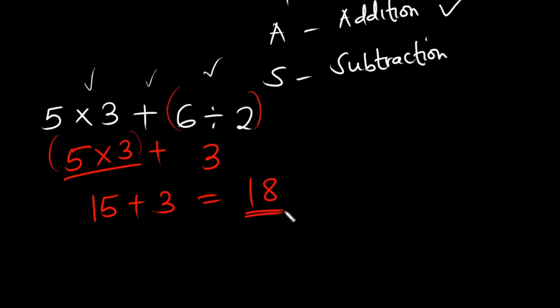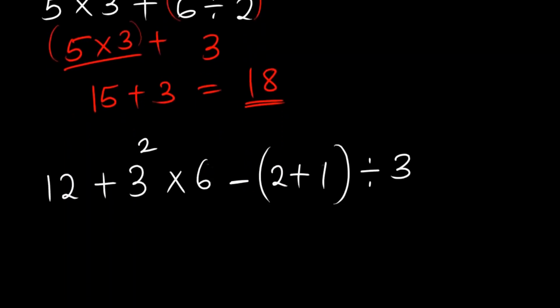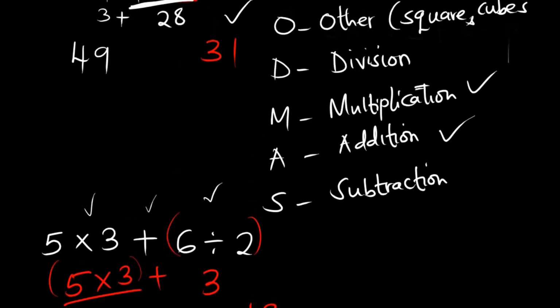So let's do one more example that has almost all the operations. So let's have that. So as you can see, we almost have all the operations. We have addition, we have multiplication, we have subtraction, we have division, we have the brackets, and we also have a square. So you can see we have 3 squared. So we have to follow the order of operations to work it out. So let's go back here. So let's follow that order.